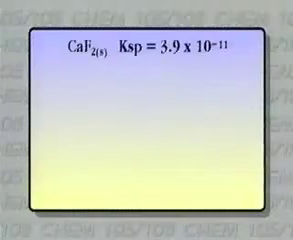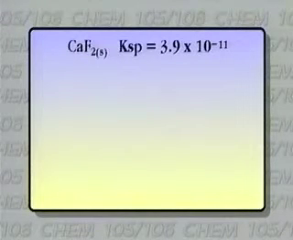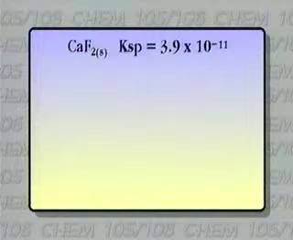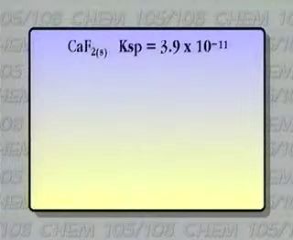Let me set one more up here real quickly. Calcium fluoride has a KSP value of 3.9 times 10 to the minus 11. We want to calculate the molar solubility.